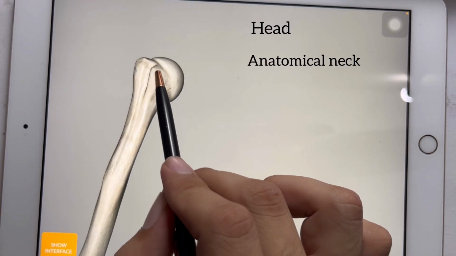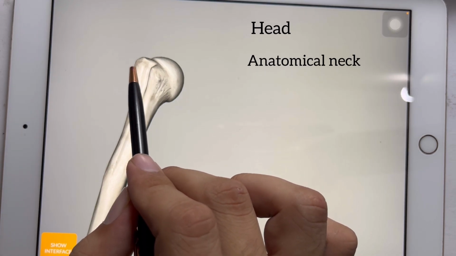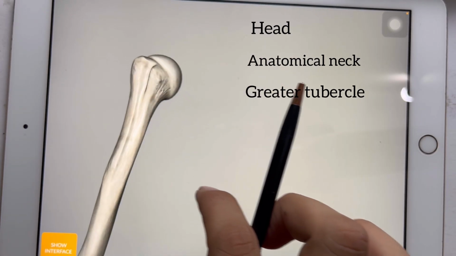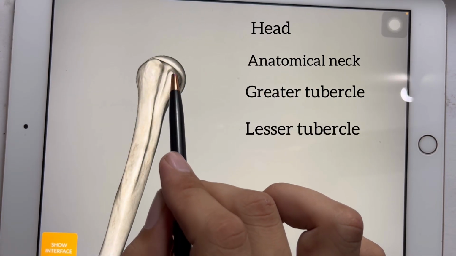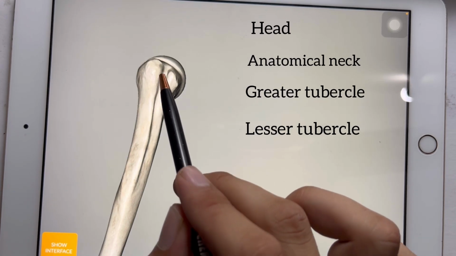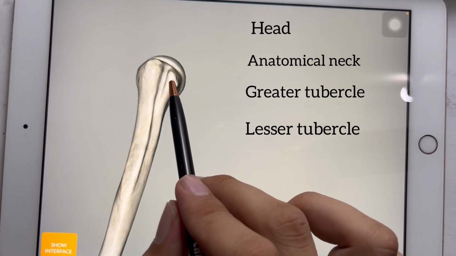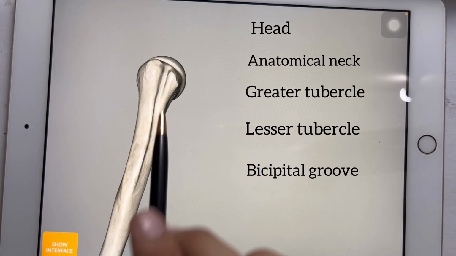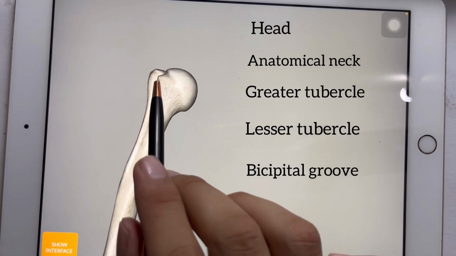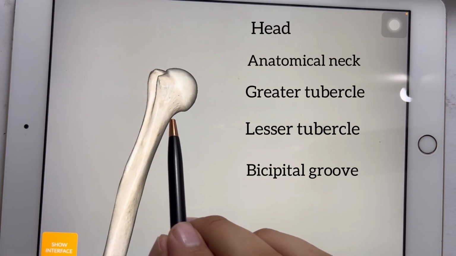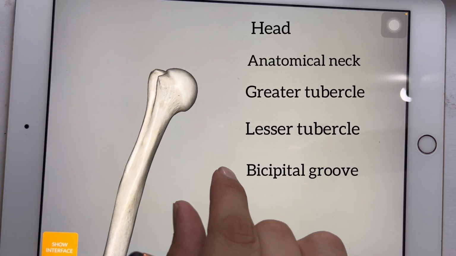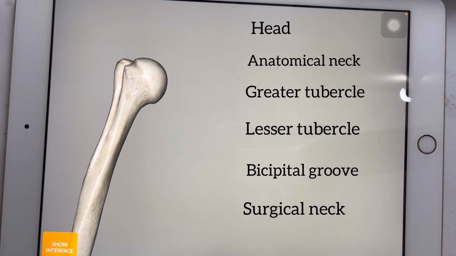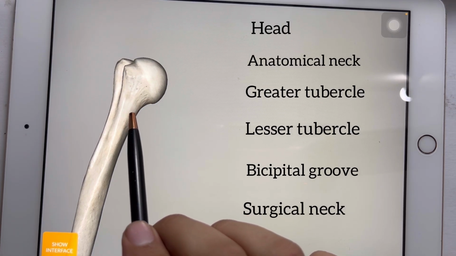Now following the anatomical neck we have this large elevation, this is called the greater tubercle, and this small elevation, this is called the lesser tubercle, while the groove which is formed between the greater tubercle and the lesser tubercle is called the intertubercular groove or the bicipital groove. Now student, inferiorly to the tubercles we have a constricted region, this is called the surgical neck. Student, the surgical neck is more prone to injuries or fractures.